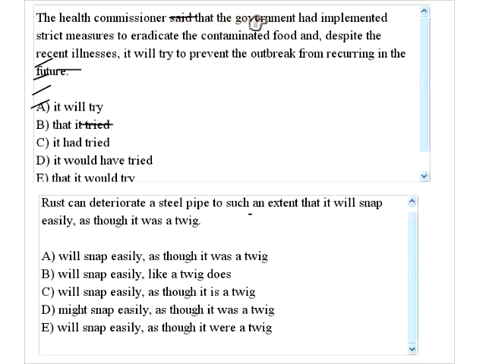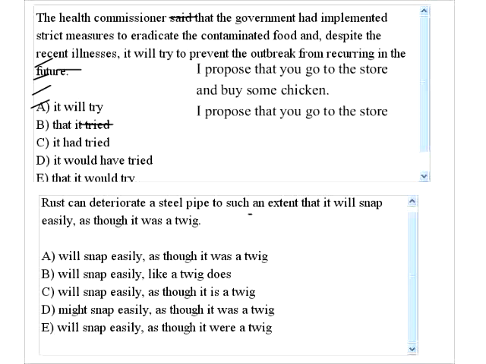Said that the government will. So the government had implemented, and yeah, I mean, we do want the "that." We do want the "that." That is a little bit confusing because I can say, I propose that you go to the store and buy some chicken. I propose that you go to the store and that you buy some chicken. They're both kind of okay.